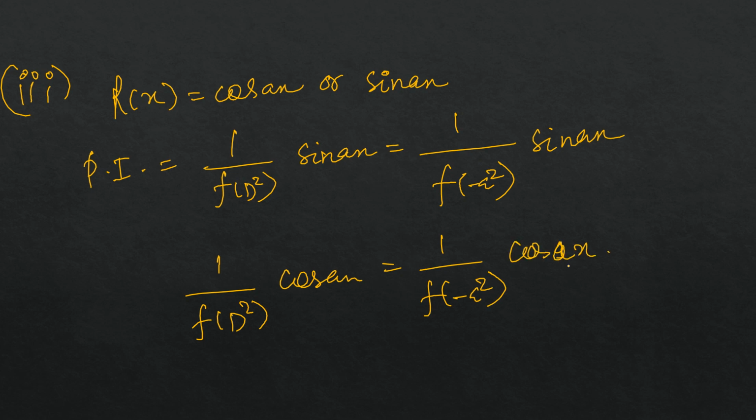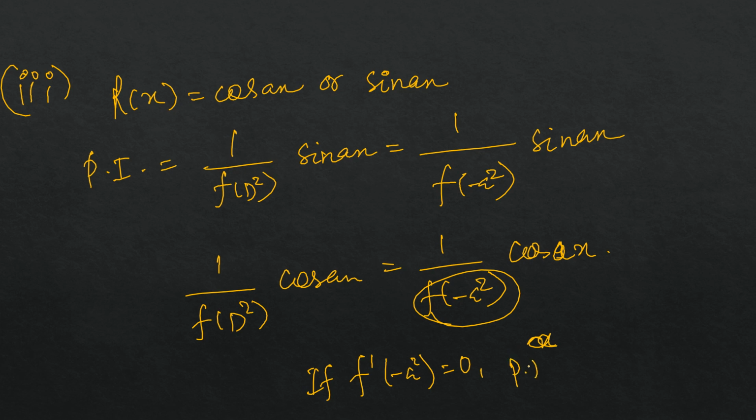For example, if this is 0, then what will you do? Again, the same thing. If f of minus a square is 0, you just multiply by x and take the derivative of this one, with cos ax or sin ax, whatever will be there. Okay. Last one, number 4.